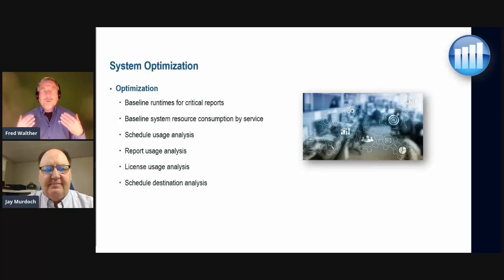Yeah, you want to have a good running system that isn't going to lag when the load gets higher. So when we have a lot of people logging in or a lot of reports being run, we don't want our resources to be consumed totally. So we need to know things like the baseline run times for our critical reports, the resource consumption by our Business Objects services, all these different areas we want to take a look at.